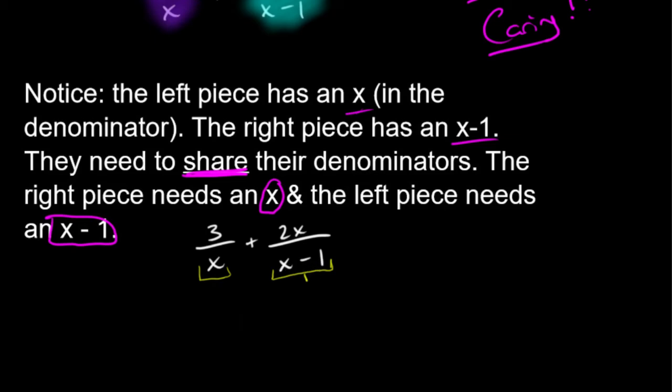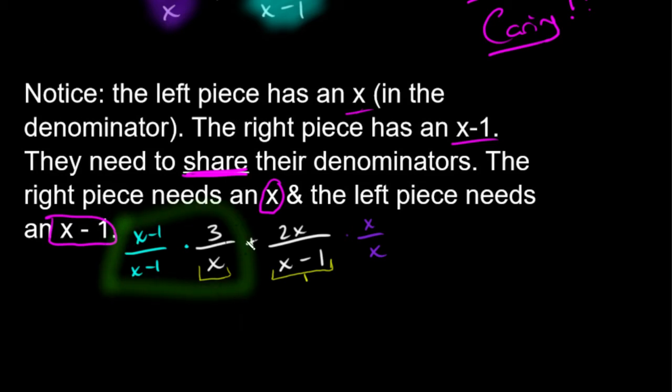Now, anyway, back to the sharing. This left side, the left piece, needs an x minus 1. So let's go ahead and give it an x minus 1. Just like that. You multiply by x minus 1 over x minus 1. Then the right side needs an x, and so you just multiply by x over x. If you had more terms, you just keep doing this. So now we just multiply each of these. I'm going to box what we need to multiply. You need to multiply these together, and then you need to multiply these together.